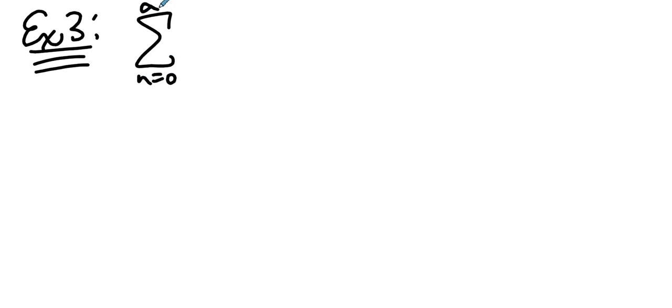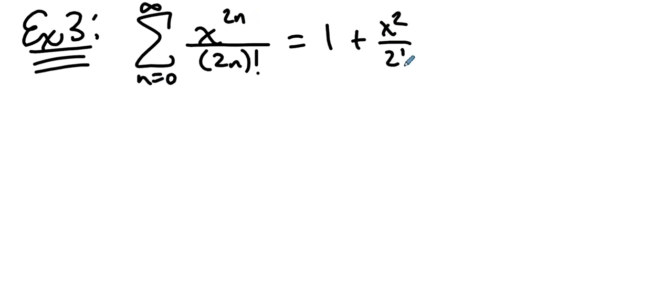What about x to the 2n over 2n factorial? If x is 0, this is 1. If n is 1, this is x squared over 2 factorial. If n is 2, this is x to the 4th over 4 factorial, and so on. What is the interval of convergence for this power series?